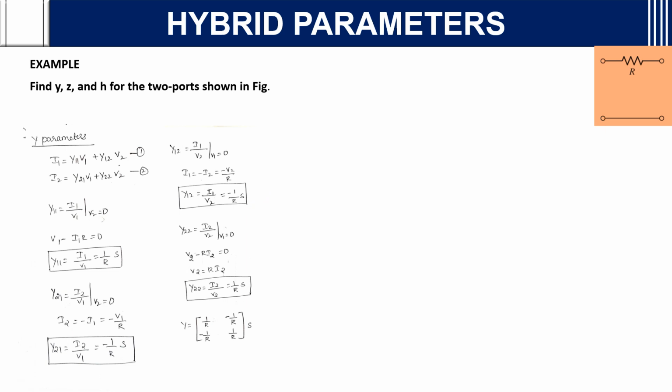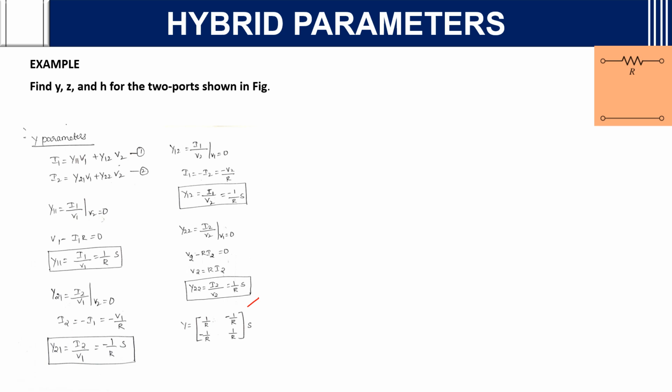Then Y22, I2 by V2. It should be with respect to I1 and V1 only here, I2 and V2 only. Then only you can consider this as a case of KVL. But when you see Y12 and Y21, there are different components like I1 and V2. It is not of similar input. It is not I1 by V1, and here it is I2 by V1. So we need to consider I2 is equal to minus I1. Here again it is I2 by V2, so V2 will become R I2. So Y22 is equal to 1 by R siemens.